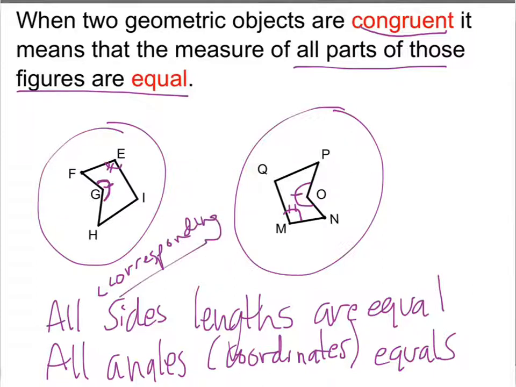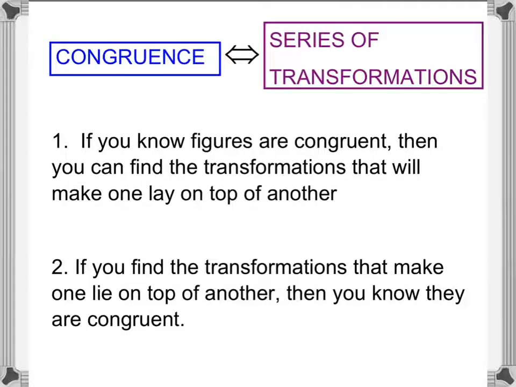Okay, so when I say that two geometric objects are congruent, I mean all parts are congruent. Now the learning objective, or the Common Core State Standard, described two situations. The relationship between congruence and a series of transformations can go both ways.